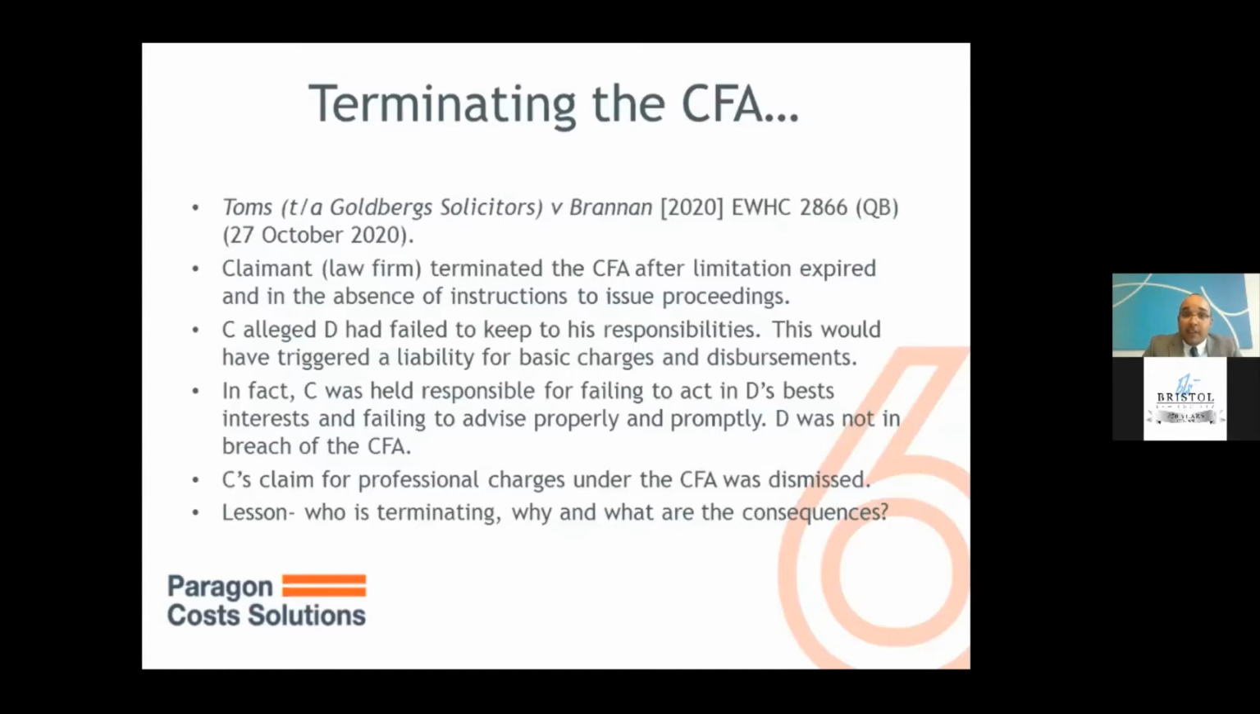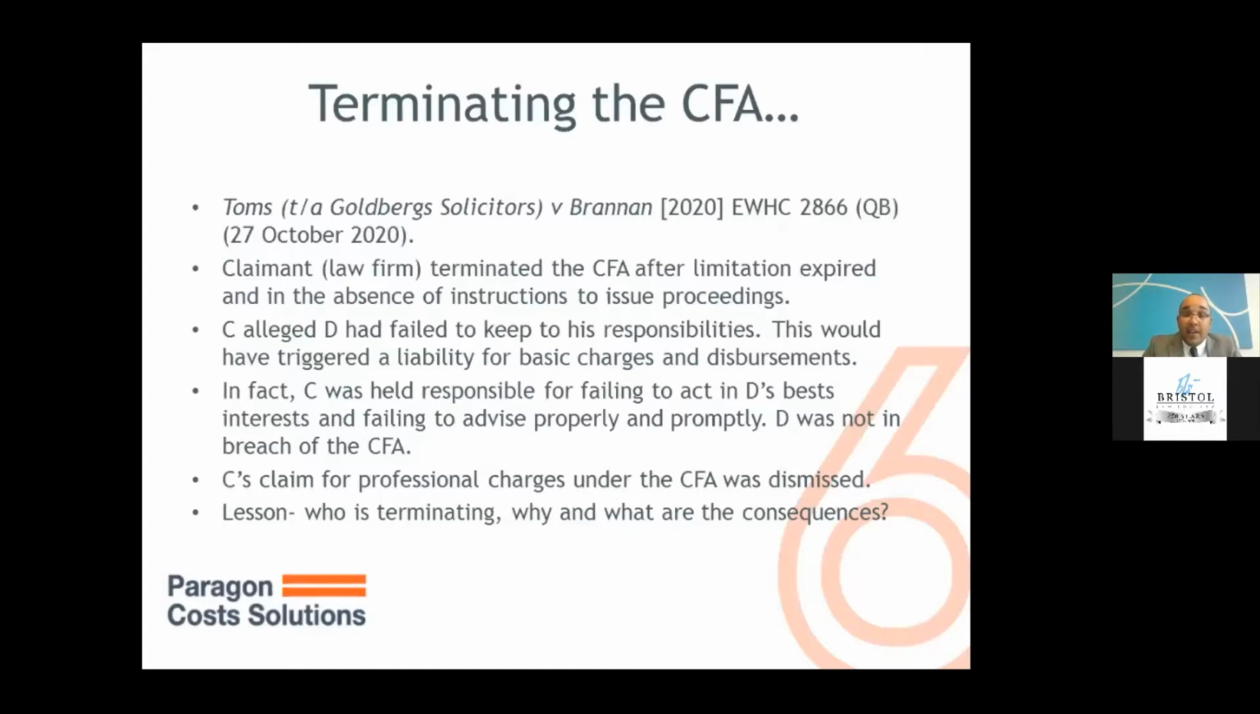So I think in this case, they'd received instructions in 2015, but it wasn't until 2017, shortly before the limitation period expired, that they gave the client a full advice on the merits of the claim and the steps to take. And in fact, the client didn't have very long to make a decision as to whether to issue proceedings. So the court said that the solicitor, the law firm, could have done better. And in fact, the defendant, the client, was not in breach of the CFA.